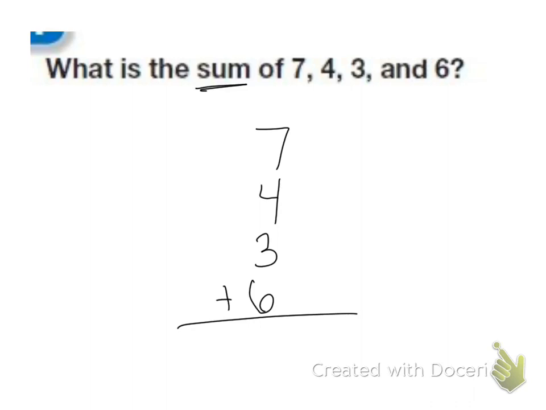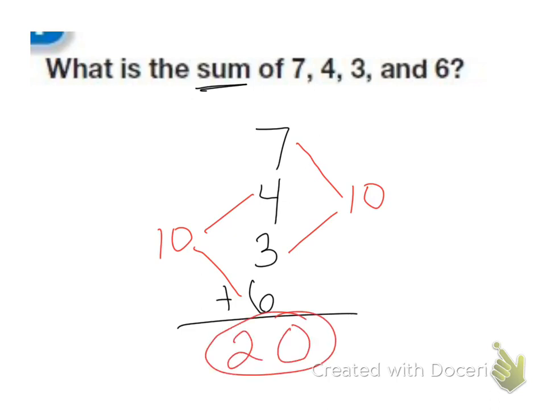Now I can make this easier by finding numbers that add up to equal 10. And I know that 6 plus 3 equals 10 and 4 plus 6 equals 10. So now I have 10 plus 10, which equals 20. So I can do that just in my head. So I wrote these vertically. You can also write them across a row, whichever one works better for you.